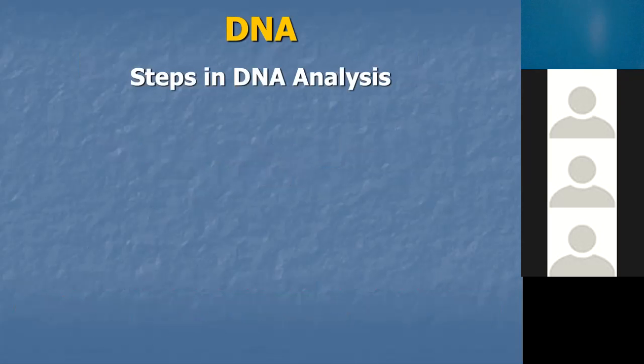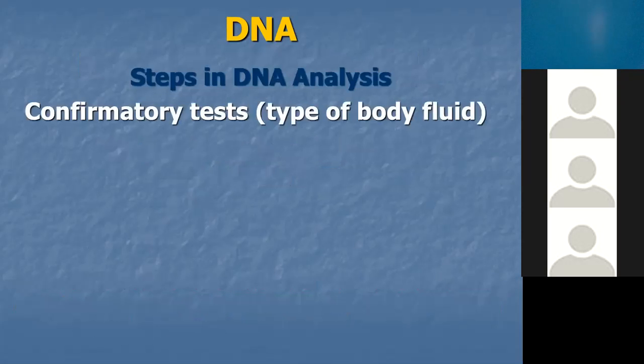The steps in DNA analysis include confirmatory tests. Obviously, the first thing is at a crime scene, you need to identify what might turn out to be probative samples of some value in a courtroom setting. So once you've identified those, typically at the crime scene, what you're going to do is do a preliminary test to identify what kind of body fluid it is. It's not until you get it back to the crime lab that you do a confirmatory test.